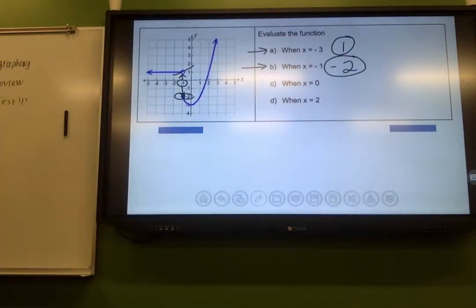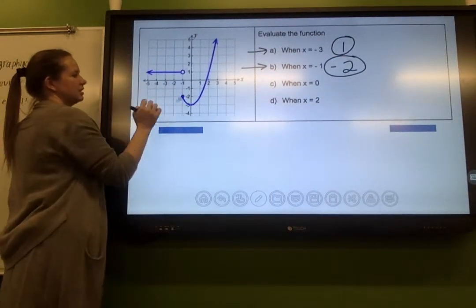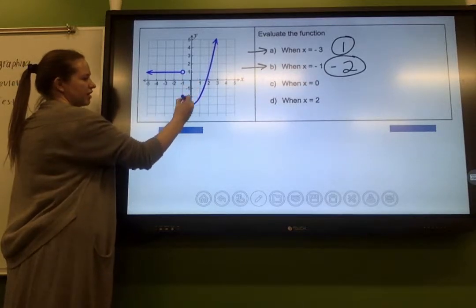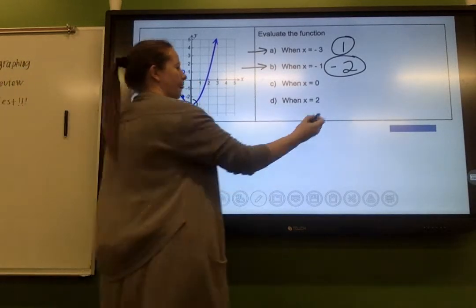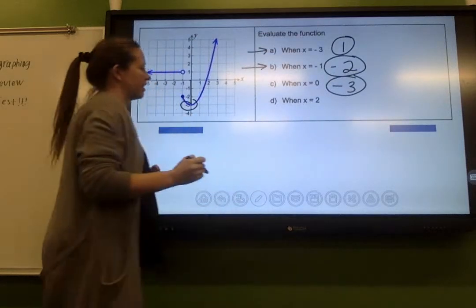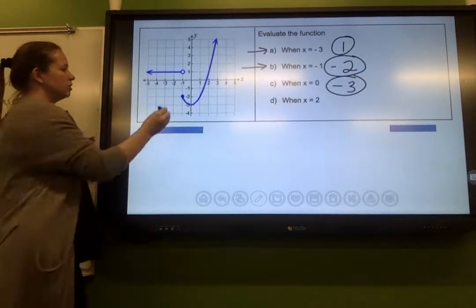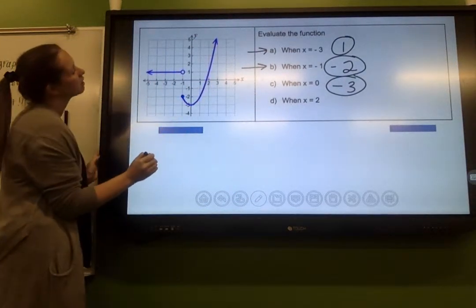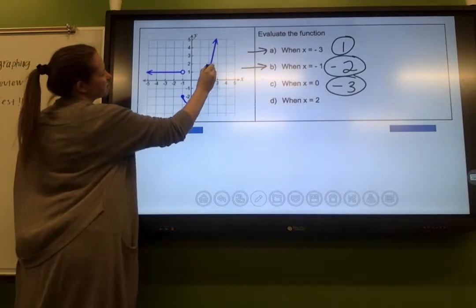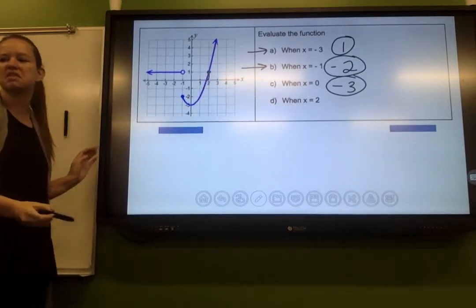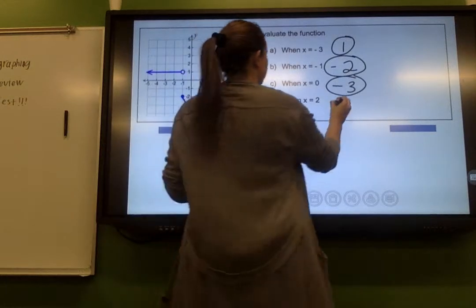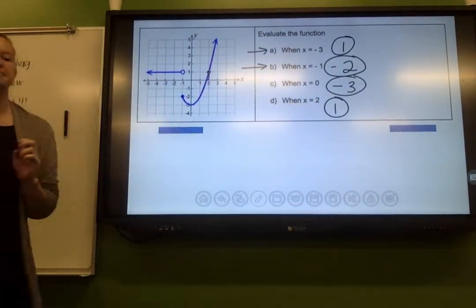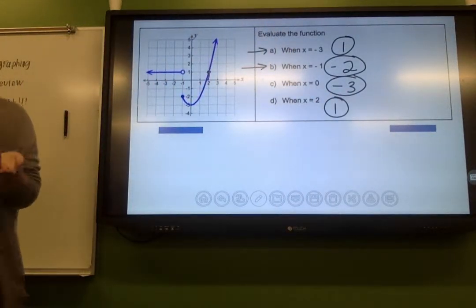Right? All right, when x is 0, you go to 0, and then you go straight down, and the graph is at negative 3. And then last one, when x equals 2, you go over to 2. I think it's right at 1. Doesn't it look like it's right at 1? All right, so then positive 1. Easier, right? Graphs are easier than equations.